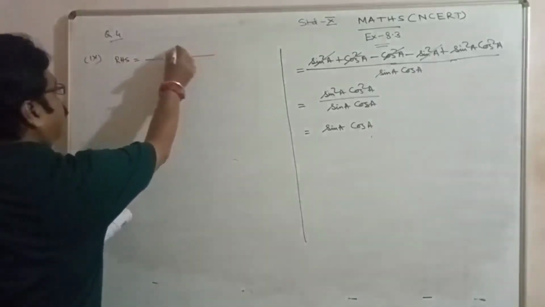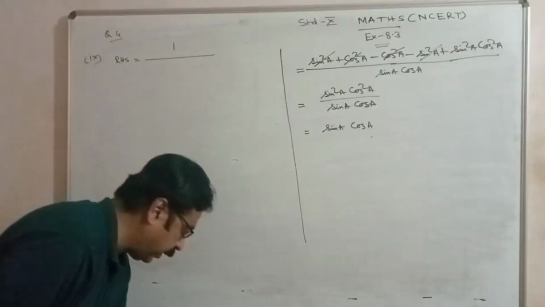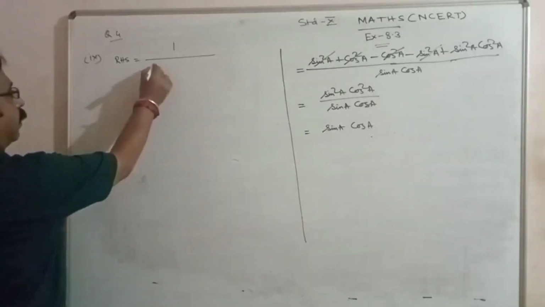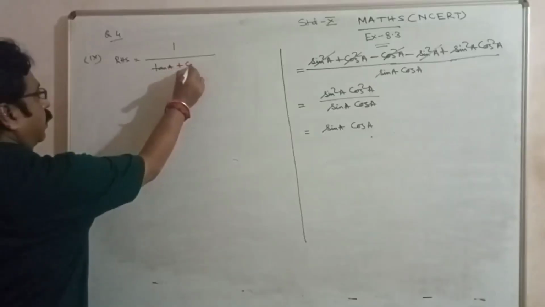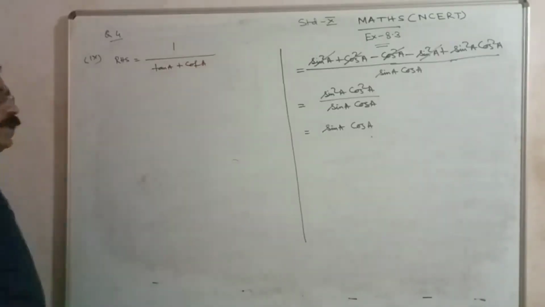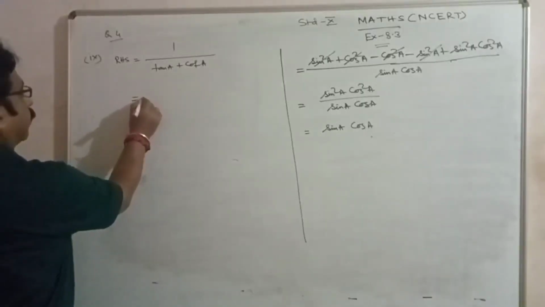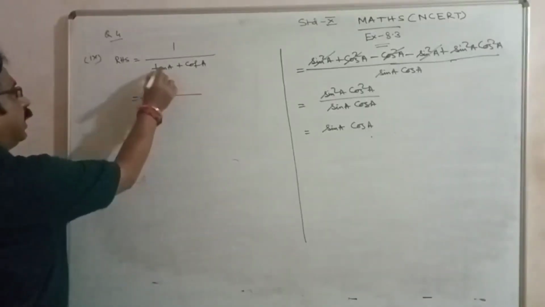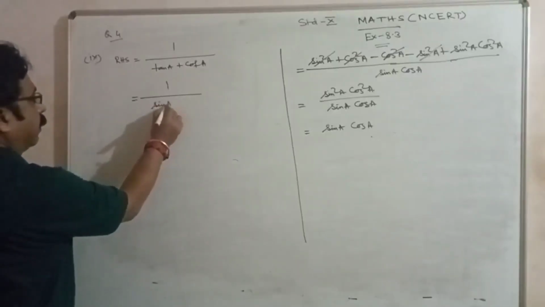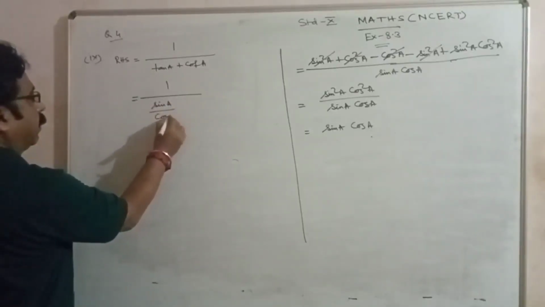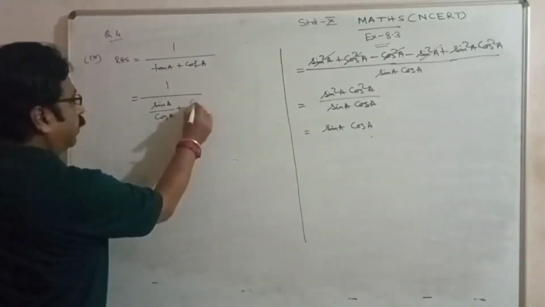Right hand side is 1 upon tan A plus cot A. One upon tan A plus cot A. Tan A means sin A upon cos A. Cot A means cos A upon sin A.